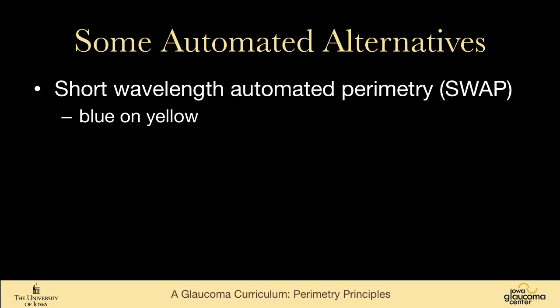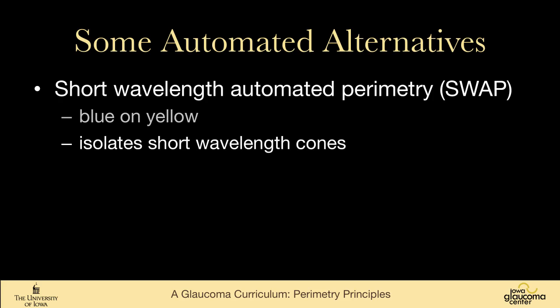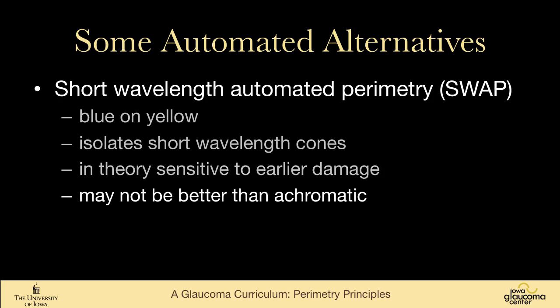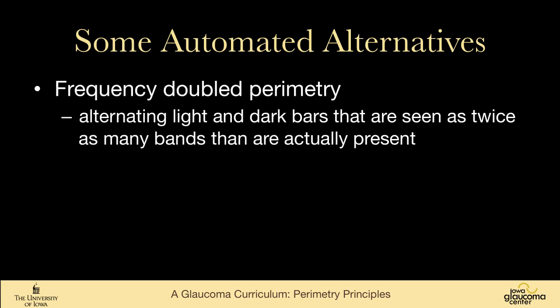There are some automated alternatives, short wavelength automated perimetry or SWAP, which uses a blue target on a yellow background. It isolates short wavelength cones, and in theory is sensitive to earlier damage. But it may not be better than achromatic fields, than white on white. And frankly, I almost never use it. I have one patient I've been following with SWAP for years, but I almost never use it, partly because I tend to see people with pretty advanced disease.